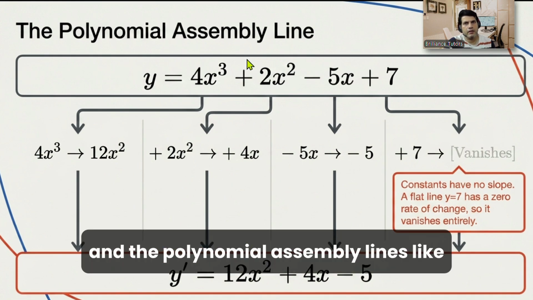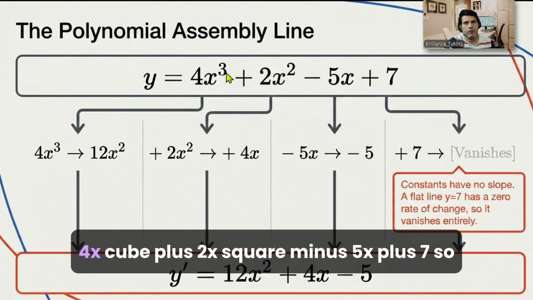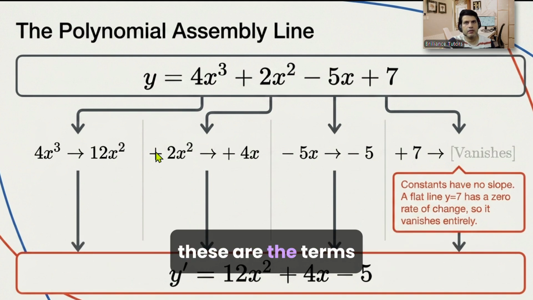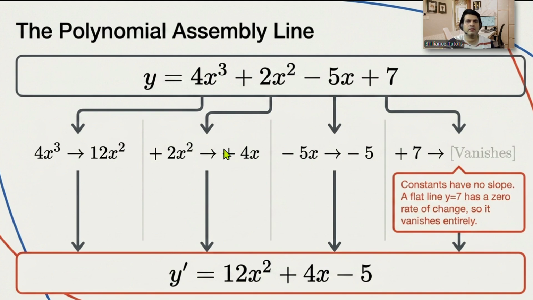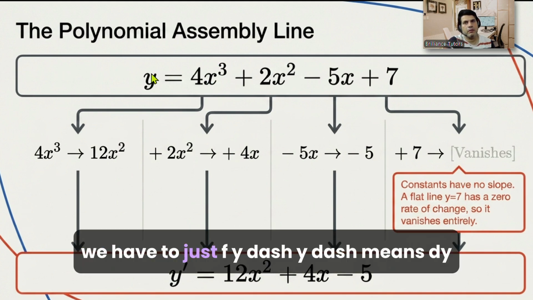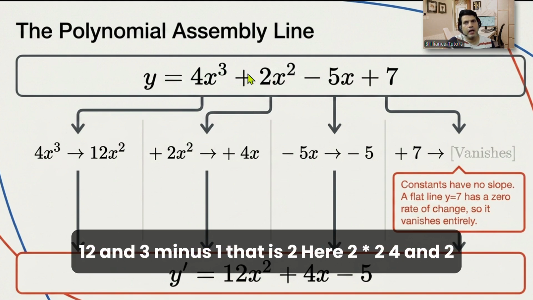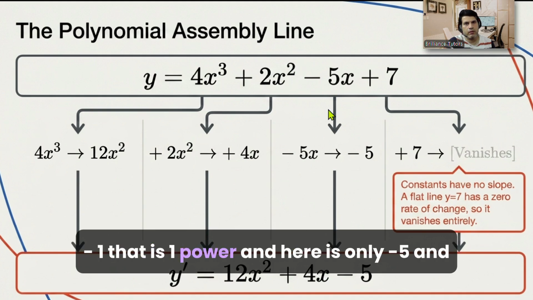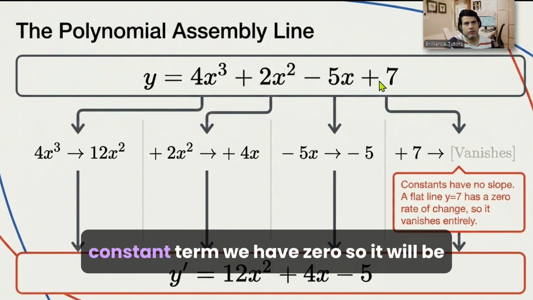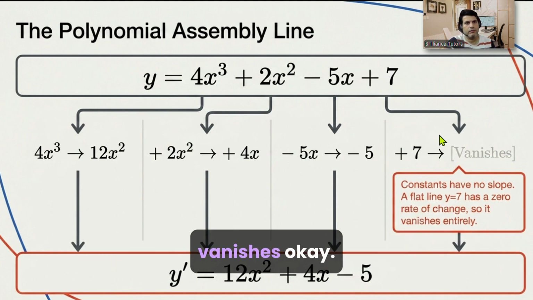And the polynomial assembly line, like 4x cube plus 2x square minus 5x plus 7. So these are the terms. We have to find y dash. Y dash means dy by dx. First the power is multiplied, so 4 into 3, 12, and 3 minus 1, that is 2. Here 2 into 2, 4, and 2 minus 1, that is power 1. And here it is only minus 5, and the constant term gives 0, so it vanishes.